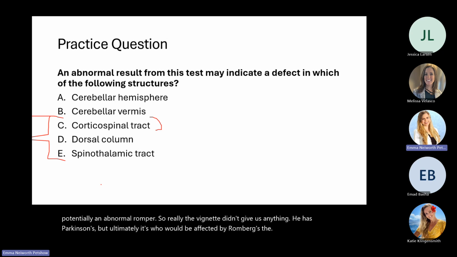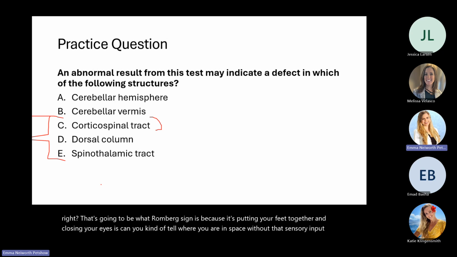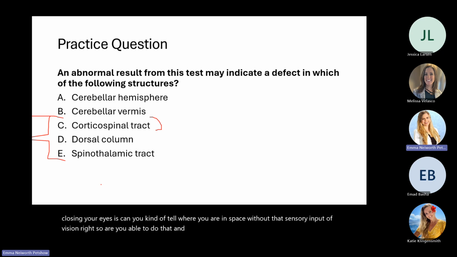We're looking for something that is going to be carrying proprioceptive information, right? That's what Romberg's sign is testing, because it's putting your feet together and closing your eyes. Can you tell where you are in space without that sensory input of vision? Are you able to do that? And if you aren't, then some type of issue with proprioception could potentially be going on. There are three answers here that jump out as potentially proprioceptive. First of all, let's rule out the ones that aren't.